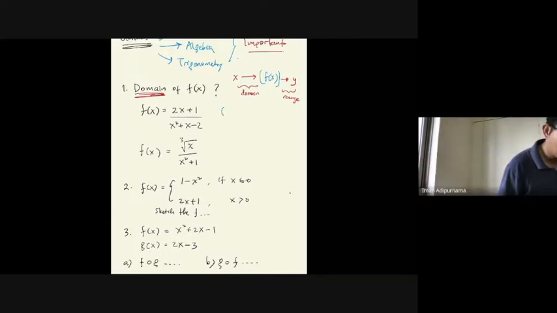If I open up this factoring, can we factor it? I think we can.